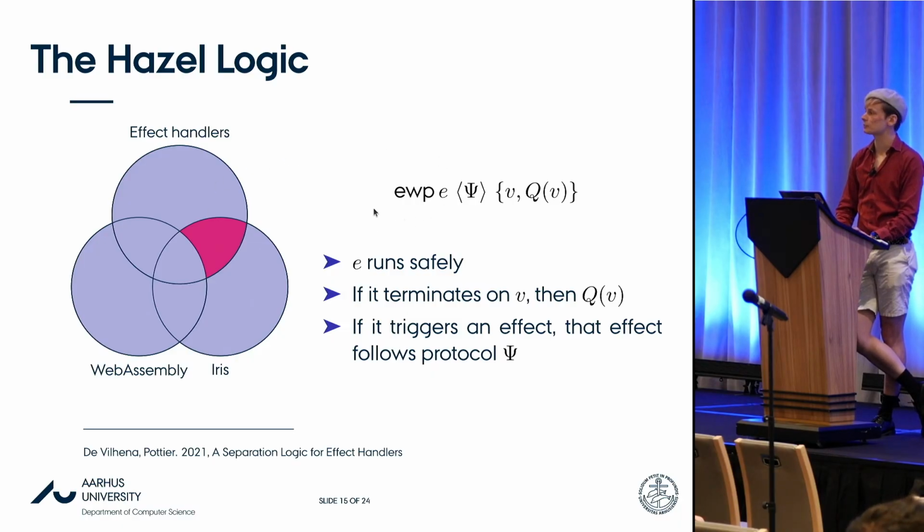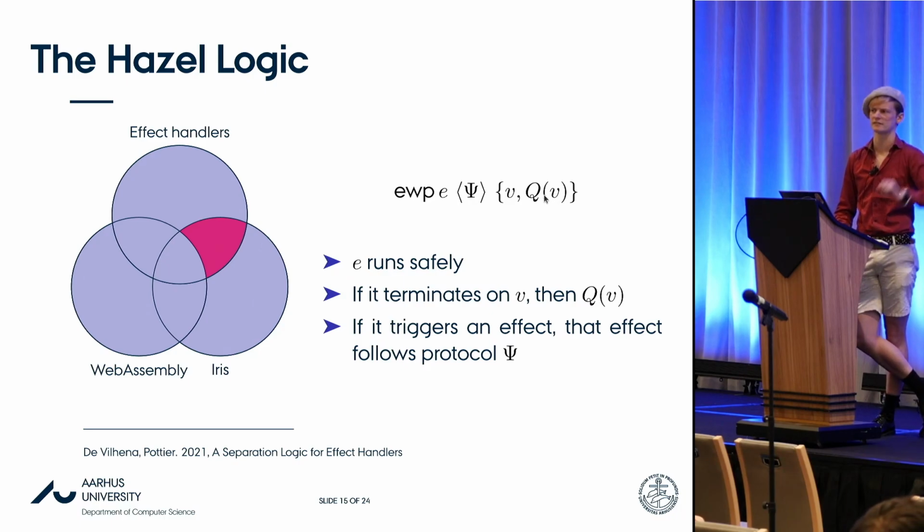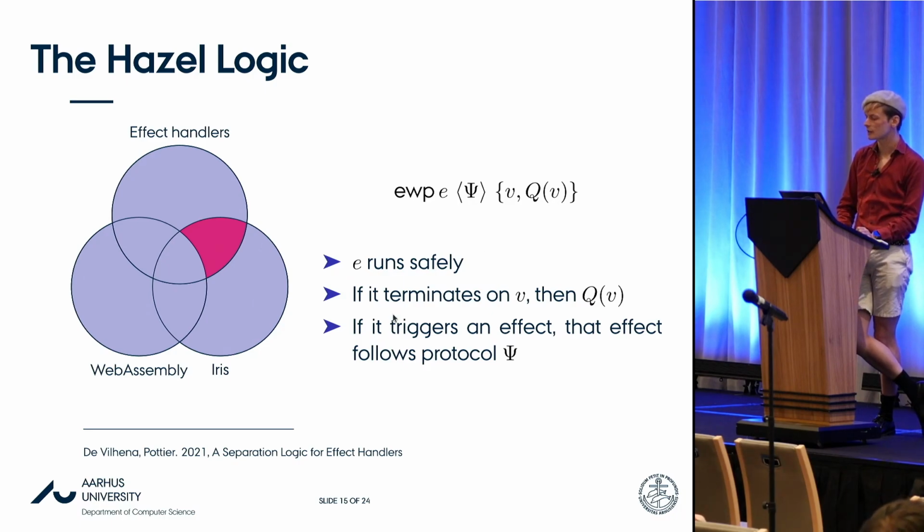Instead of having a weakest precondition like what we have in Iris-Wasm, we have now an extended weakest precondition. Looks a lot the same, but we've got an extra little thingy here in these angled square brackets. The way you read this is my expression E, my program E, runs safely, does not get stuck. If it terminates on a value V, then my postcondition Q holds at V. So far, that's exactly the same definition as a weakest precondition. But now, if an effect is triggered, that effect has to follow a protocol psi. Now, what does this protocol look like?